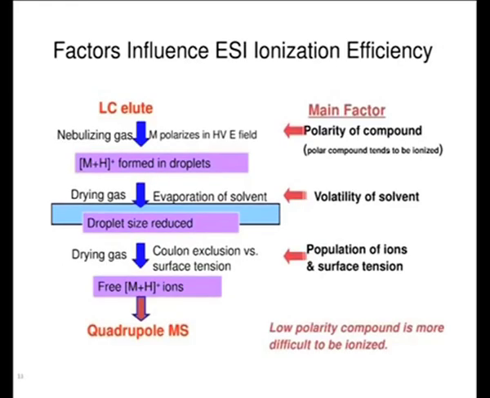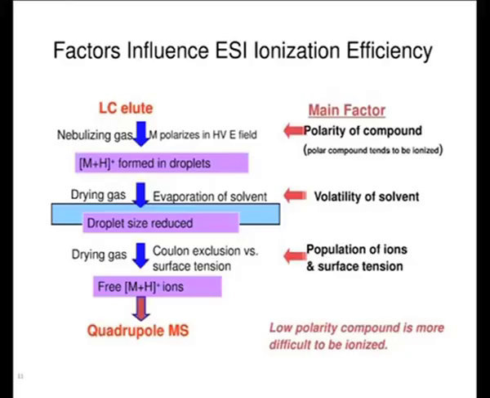The factors influencing ESI ionization efficiency are mentioned here. Here we are using the LC fluid, and the nebulizing gas is polarized under high voltage. It forms molecular weight plus 1, that is protonation or deprotonation. Protonation means addition of an H+ ion, deprotonation means removal of an H+ ion. Therefore, if protonation occurs, you get molecular weight plus 1. For example, if the molecular weight is 390, you get a spectrum at 391. In negative mode, you get 389, due to the protonation and deprotonation of your molecule.